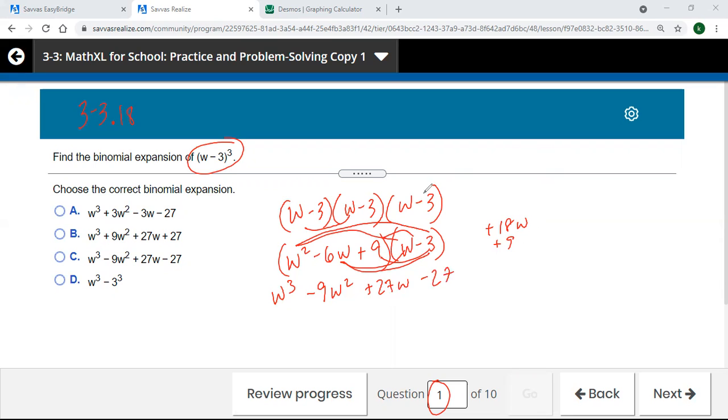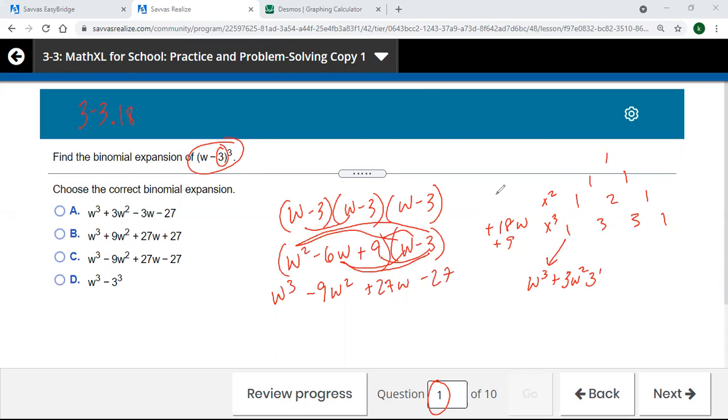But there's one other method for this, and it uses Pascal's triangle. You start out with the 1, 1, 1, 1, 2, 1. This is for squares. When you get to the cubes, the next row would be here. What you're doing with this is this 1 out here is the w cubed. This 3 is when the w drops to a squared, but then you pick up the other number, a 3 to the first.